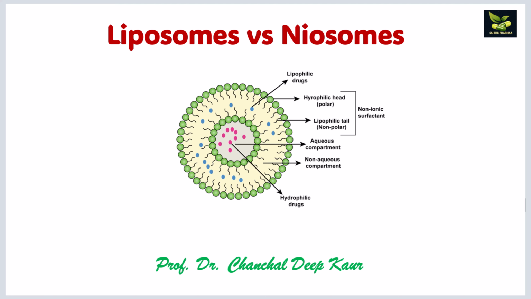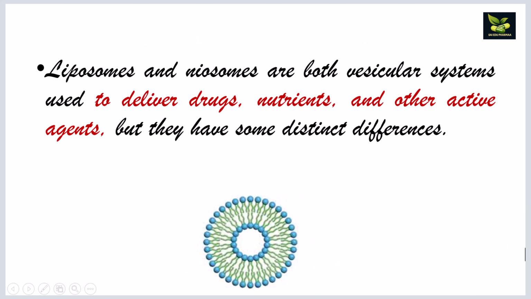Today we are going to discuss the difference between liposomes and niosomes, or you can say the comparison between liposomes and niosomes. Basically, liposomes and niosomes both are vesicular systems and they are used to deliver drugs, nutrients and other active agents, but they have some distinct differences. Vesicular system means they are made up of vesicles which have a polar end and non-polar end.